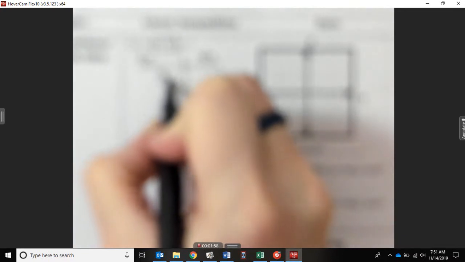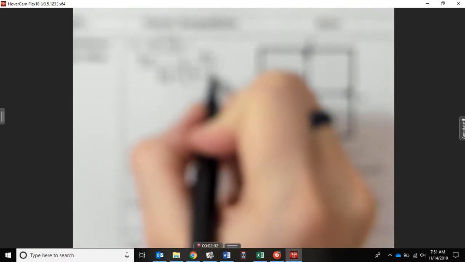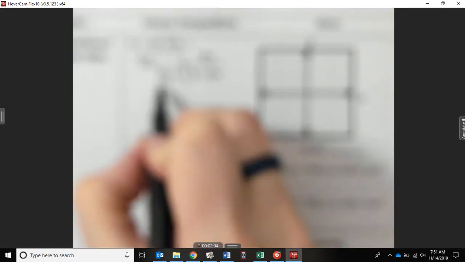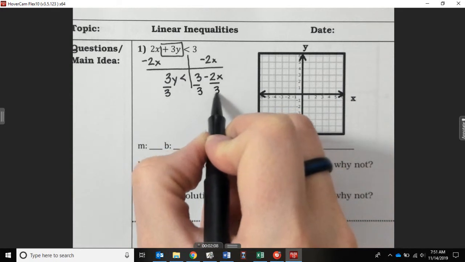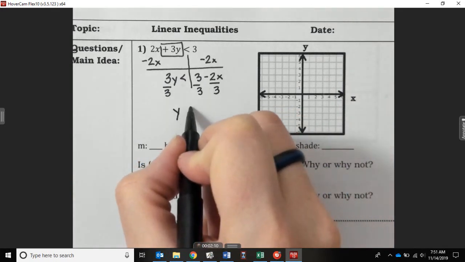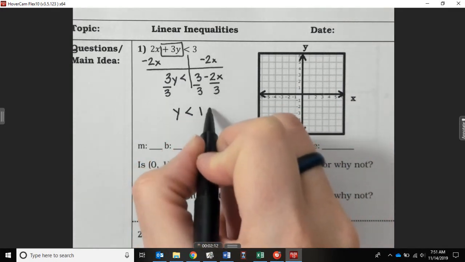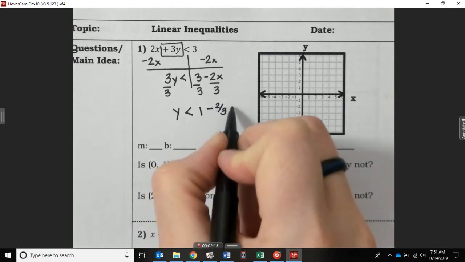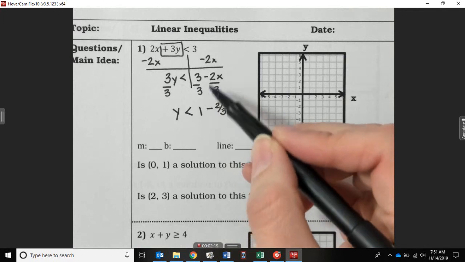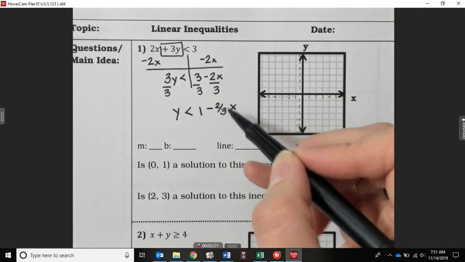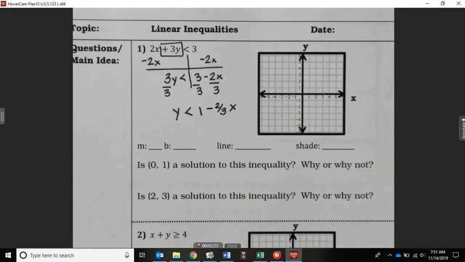So I have 3y is less than, these are not like terms, so I say 3 minus 2x. And then we divide every term by 3. So I have y is less than 1 minus 2/3 x. Okay, and I just divided. 3 divided by 3 is 1. 2 divided by 3 is just 2/3.